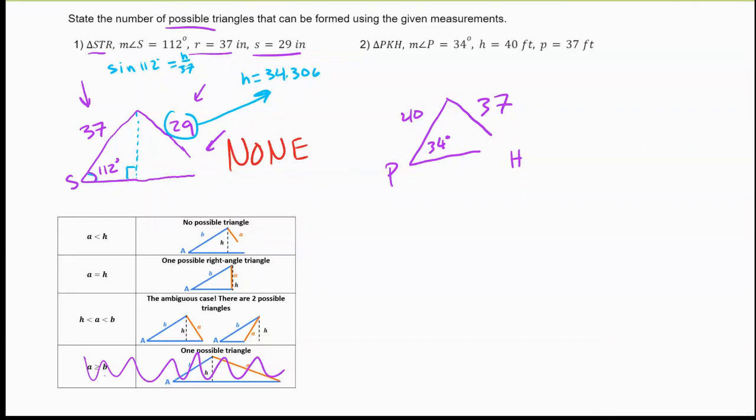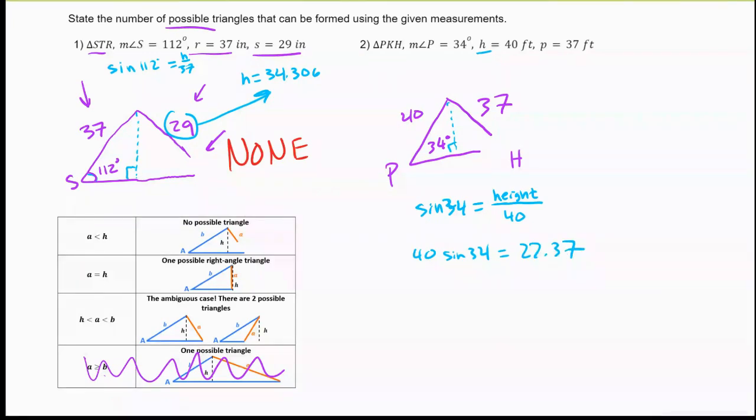So now I'm going to go ahead and find the height, which in this one is sine of 34 equals the height. I'm going to write it out here because I have an H in this question and I don't want to get you confused. Height over 40. So my height is going to be 40 times sine of 34. When I plug that into a calculator, I end up getting 22.37.